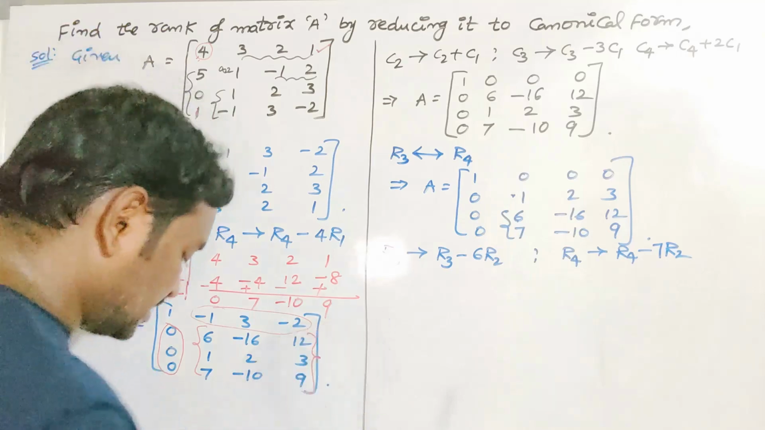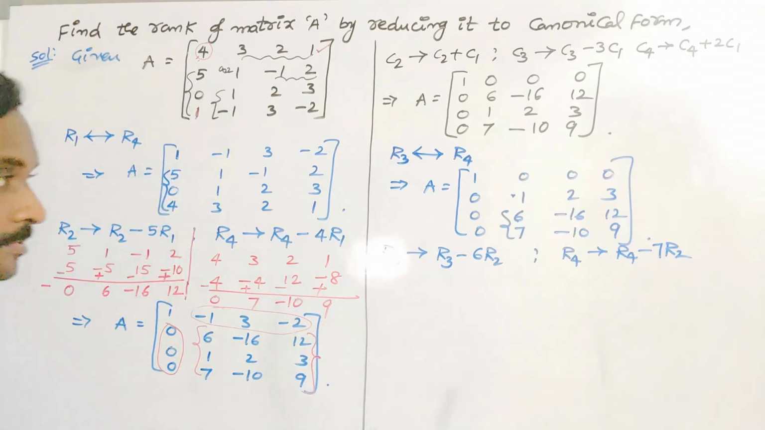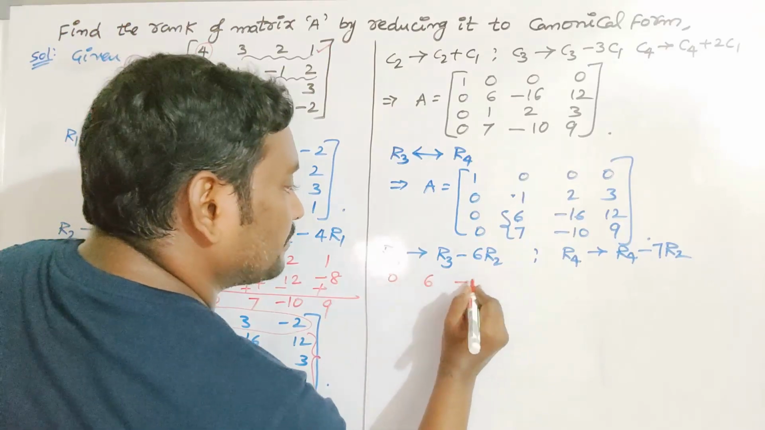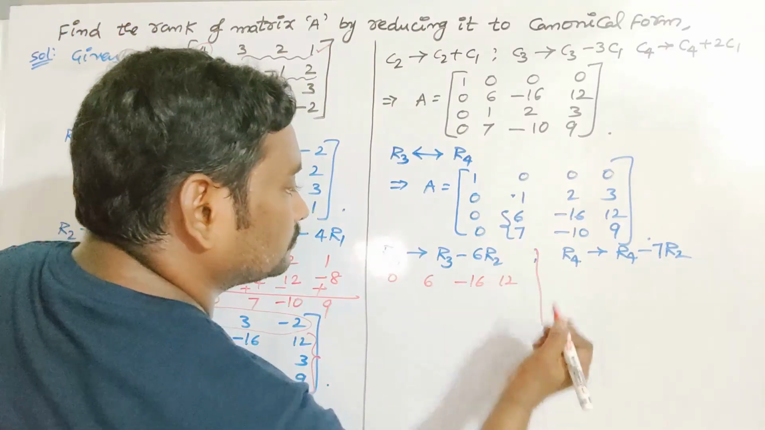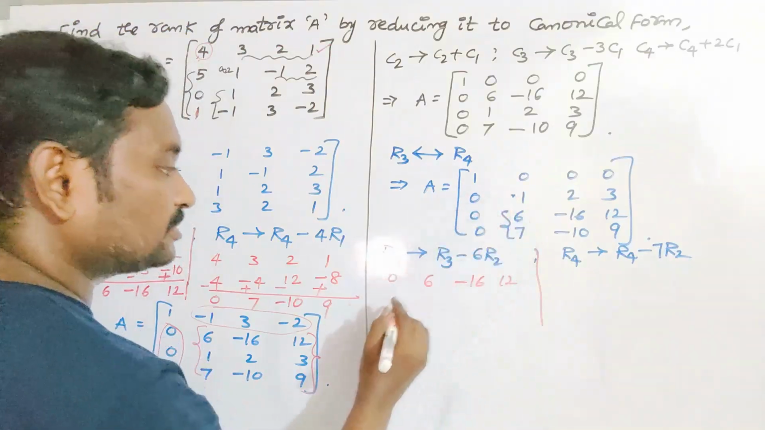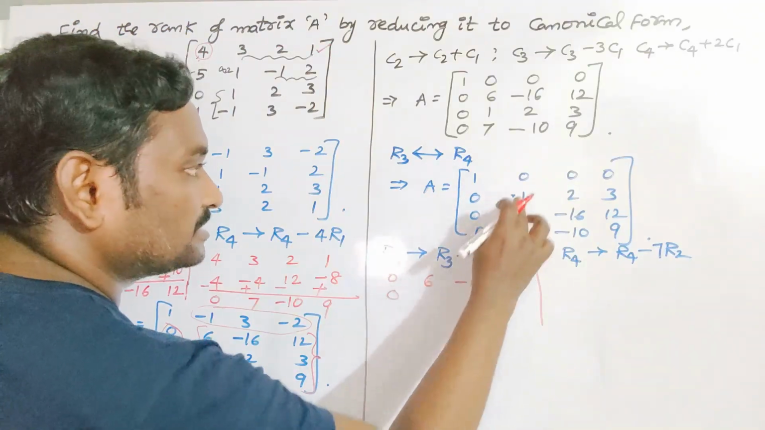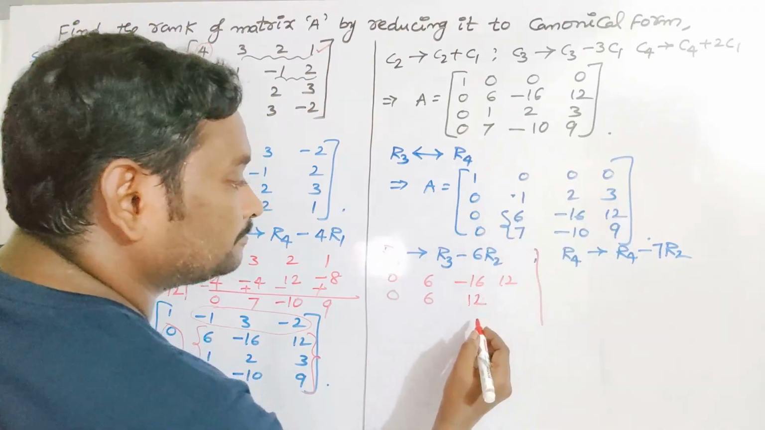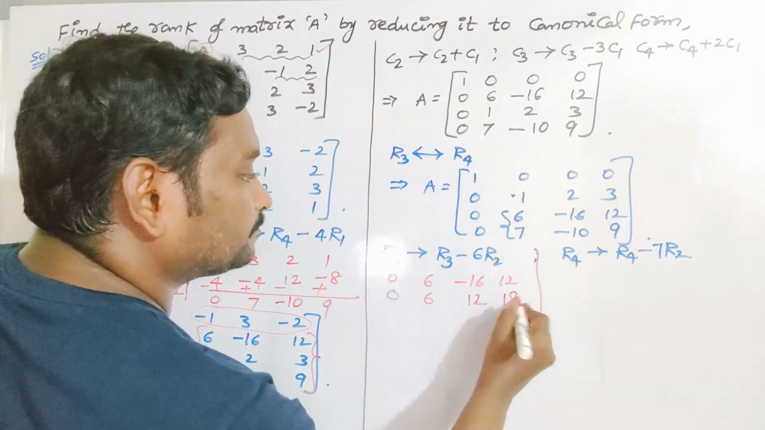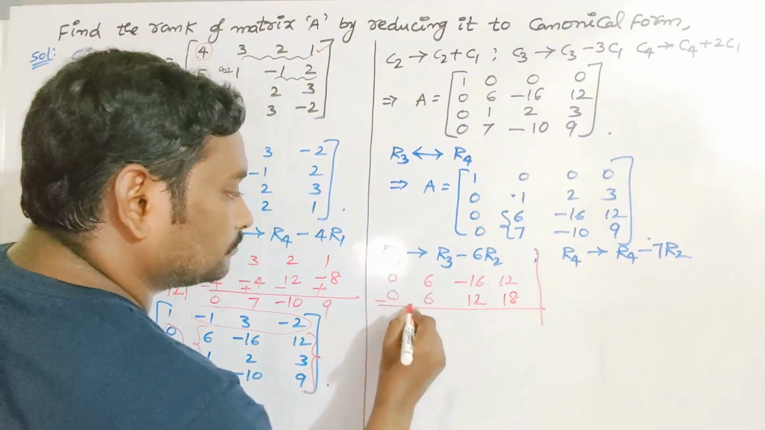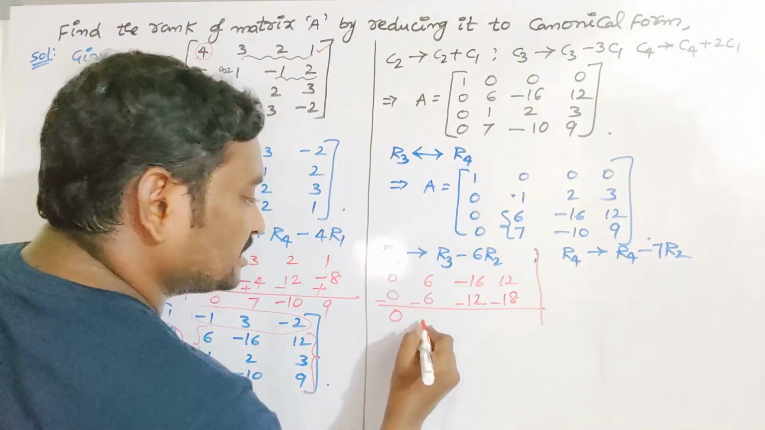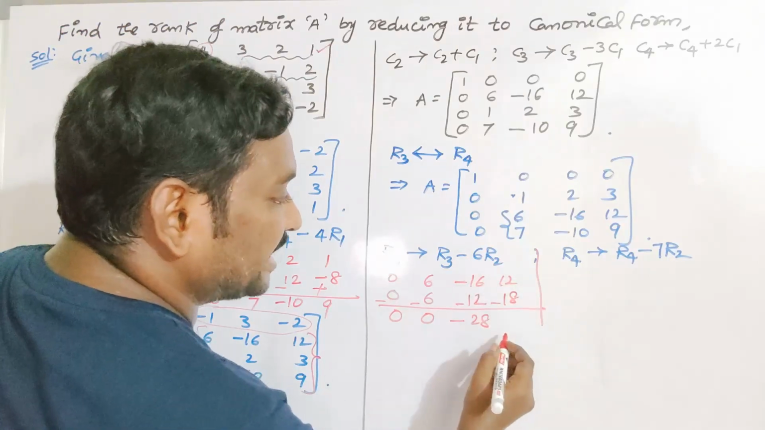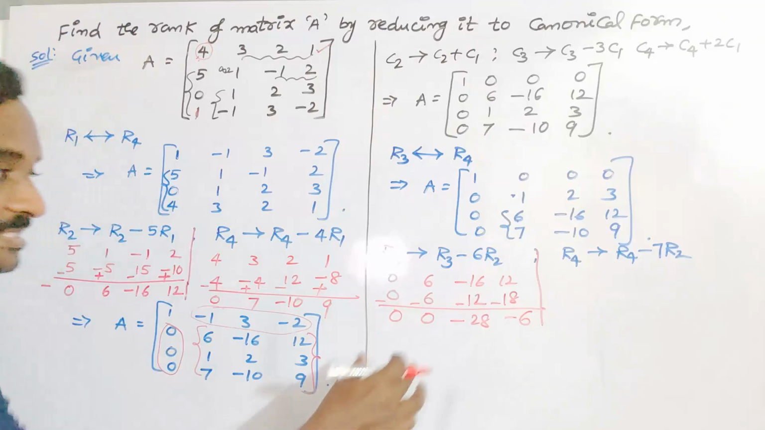So, I will write the operations here. Write R3 first: 0, 6, minus 16, 12. Next, multiply the second row with 6: 0, 6 into 1 is 6, 6 2s are 12, 6 3s are 18. Subtract them. 0, 6 minus 6 is 0, minus 16 minus 12 is minus 28, 12 minus 18 would be minus 6. This is the third row.